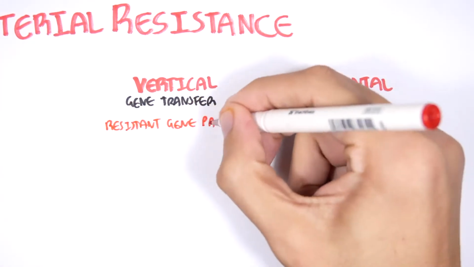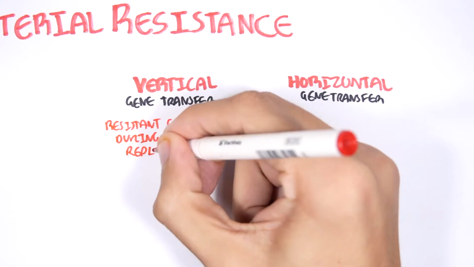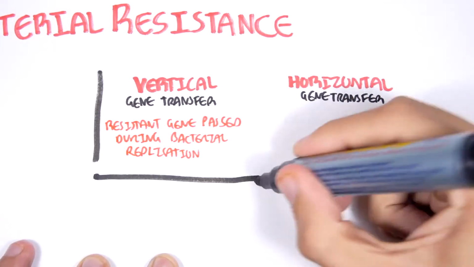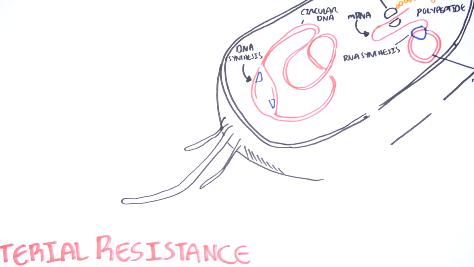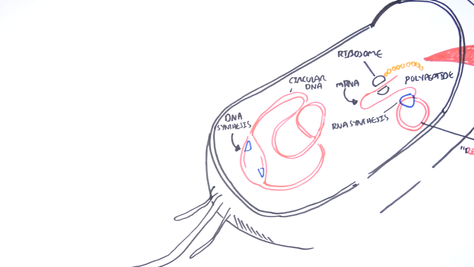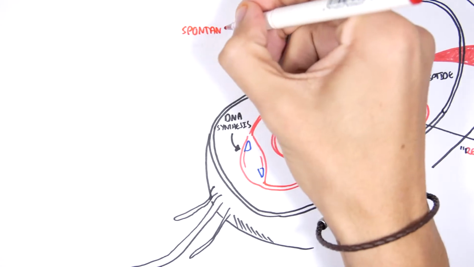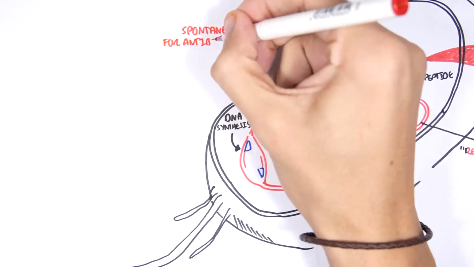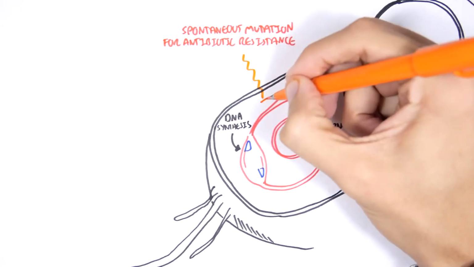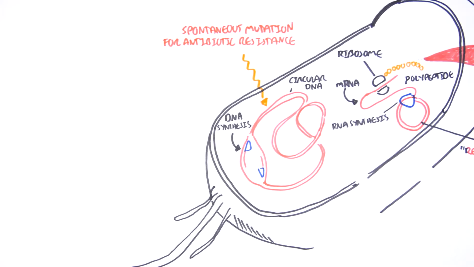Vertical gene transfer is where the resistant gene is passed through bacterial replication. So basically, the bacteria actually acquires the gene throughout evolution, you can say. For example, spontaneous mutations can occur for a resistant gene or something like that. But of course, this is rare and does take some time.